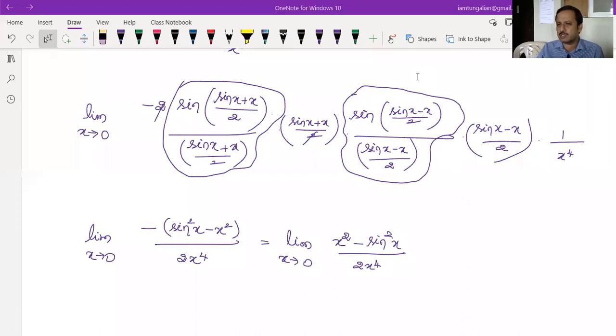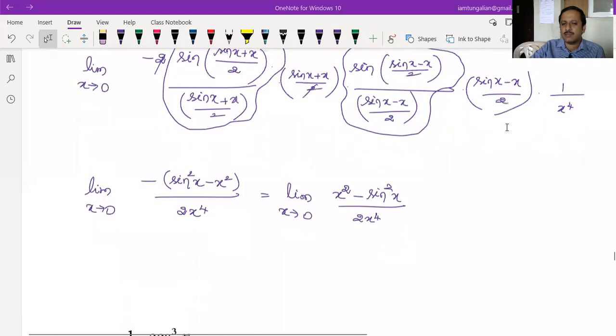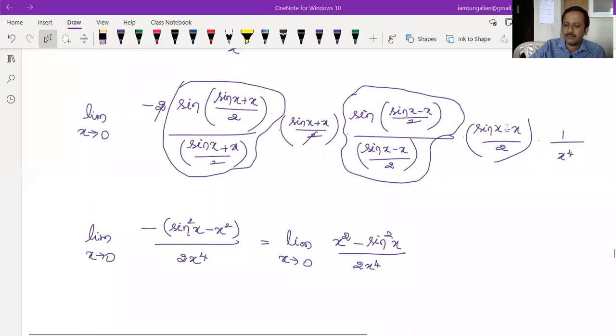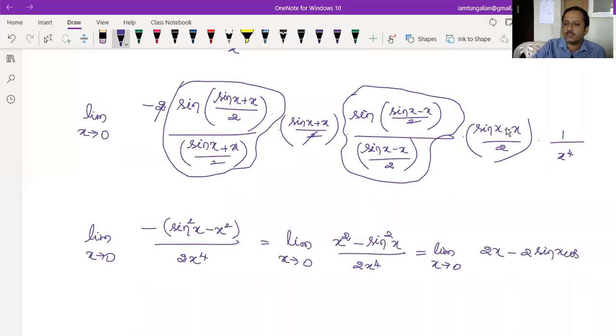Now I will go for L Hospital Rule. Now observe, 0 by 0. You might say now using L Hospital Rule is much simpler when compared to earlier. If you use L Hospital Rule now, we are going to get limit x tends to 0, derivative of x square is 2x. Derivative of sin square x is 2 sin x cos x. Divided by 8x cube. That's equal to limit x tends to 0, I'll write this as 2x minus sin 2x divided by 8x cube.